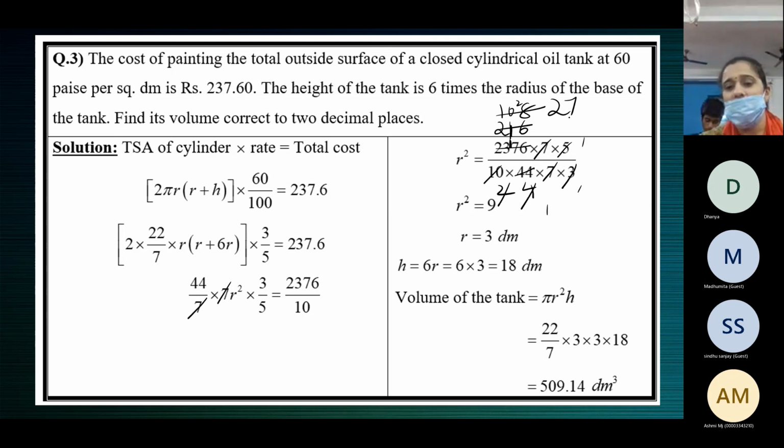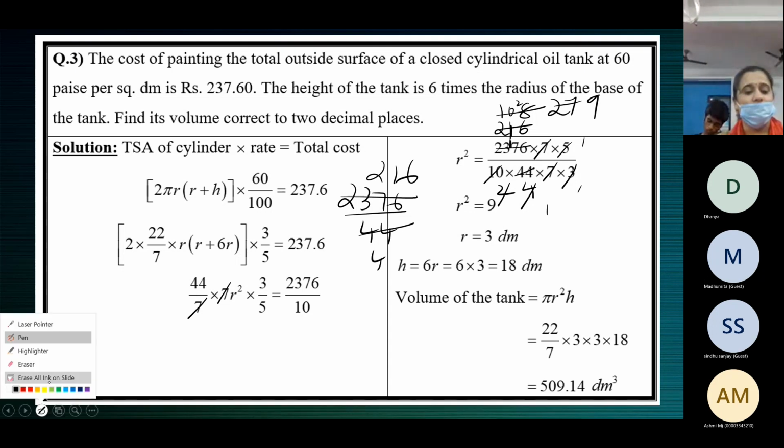Now 27 by 3. So 3 ones are 3, 3 nines are 27. So r square is equal to 9. You should divide 2376 and 44 by 11, by the tables of 11. So all of you should get 9. On simplifying, r square is equal to 9. r is equal to 3.